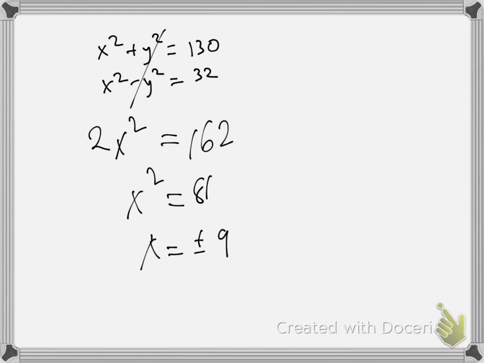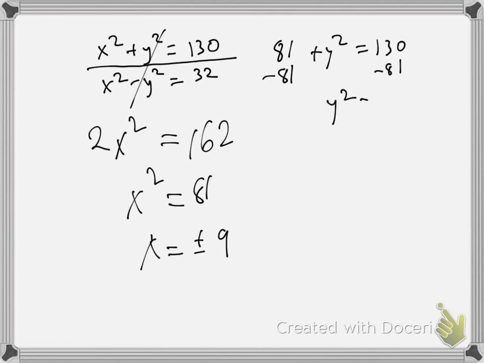Okay? So when I plug that back in, I guess I'll plug it back into the first one here. Right. X squared, that is 81. Plus y squared equals 130. Now actually it doesn't matter whether I put the 9 or the negative 9 into there, I'll still get 81. So take away 81 from both sides. Y squared equals, I believe that is 49. Good. So y equals plus and minus 7.